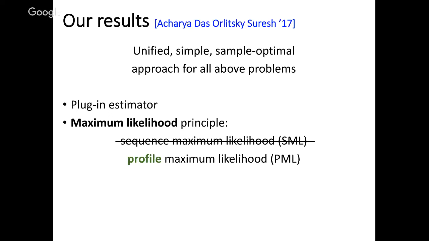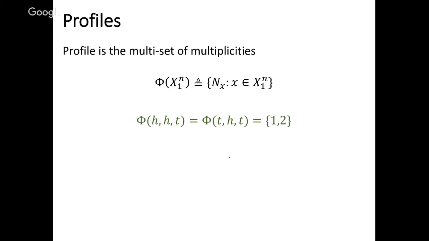So now we are going to look at what profile maximum likelihood is. The profile of a sequence is just the multiset of the multiplicities n_x that we saw before. So let's look at what the profile is with a couple of examples. The profile of heads, heads, tails will be {1, 2}, denoting that there is one symbol that appears once and one symbol that appears twice. So you just write down the values of n_x of all the symbols that appear in a bag, and that's the profile that you obtain. Similarly, the profile of a length 4 sequence, where you see alpha, gamma, beta, gamma, is going to be {1, 1, 2}, implying that there are 2 symbols that appear once, and there is one symbol that appears twice. So this is the profile of a sequence.